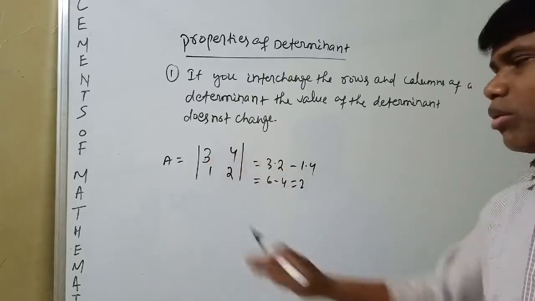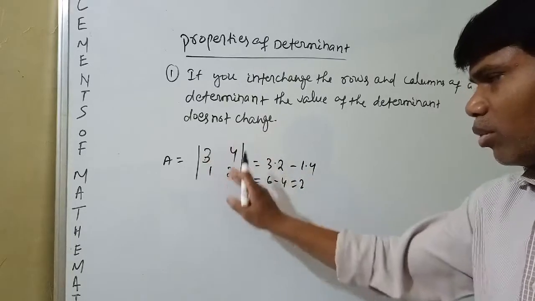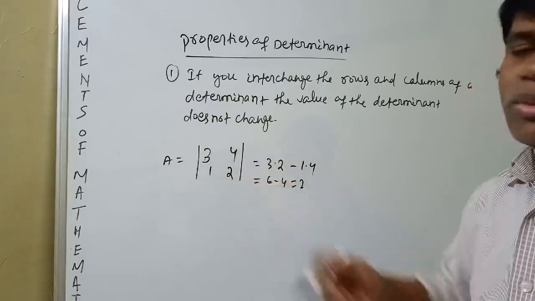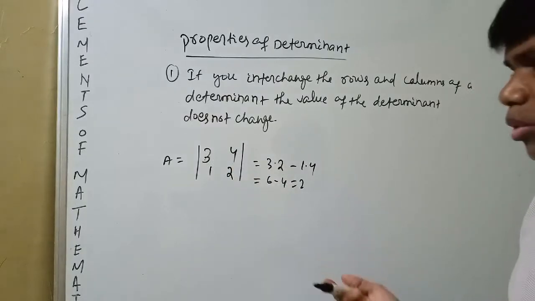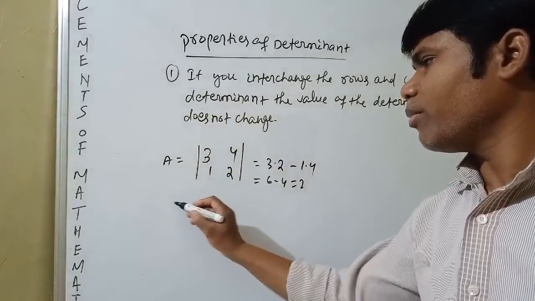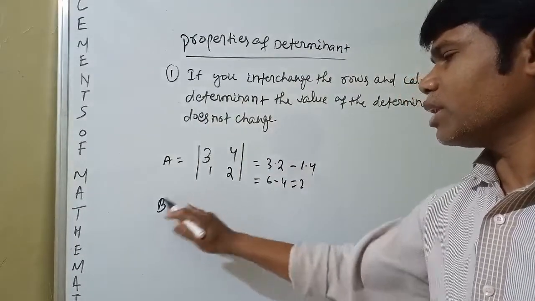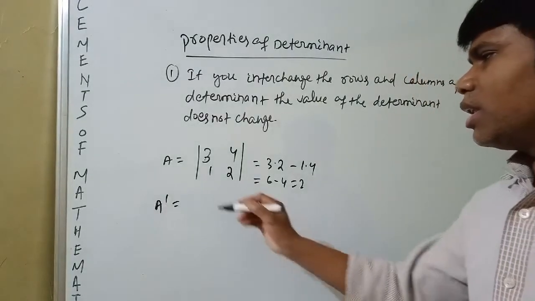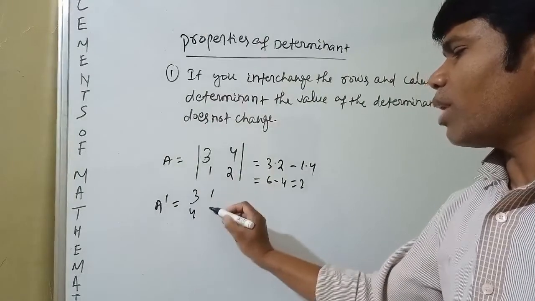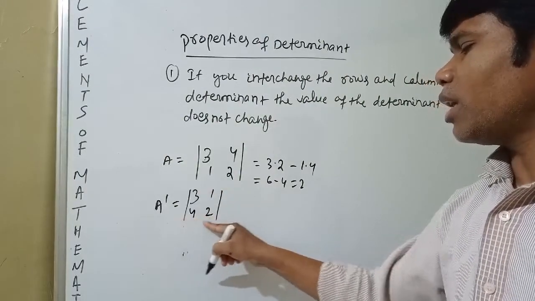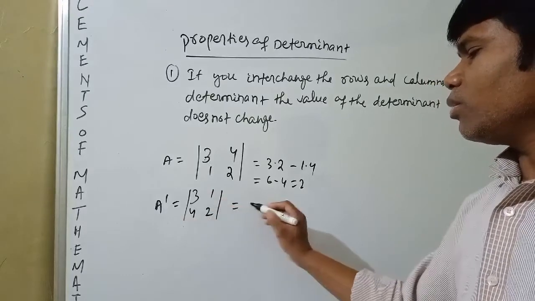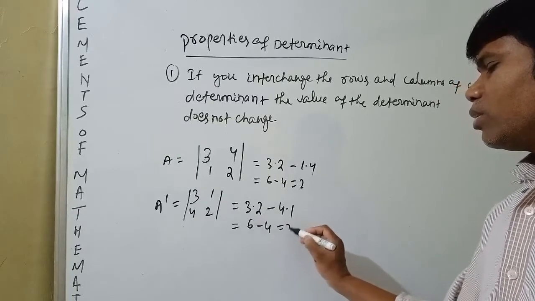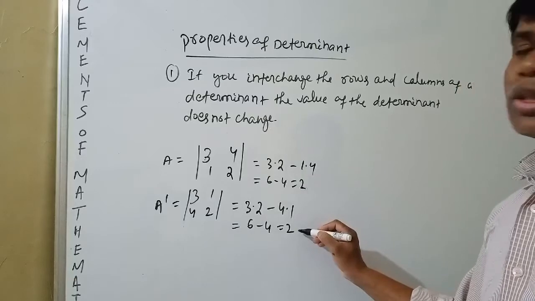You see, 3 4 is a row and 1 2 is a row; 3 1 is a column and 4 2 is a column. I have interchanged row to column and column to row. Suppose we call this A dash, this becomes 3 1 4 2. Now you find the determinant: 3 into 2 minus 4 into 1 is equal to 6 minus 4, which is 2. In this case you get 2, in this case also you get 2.